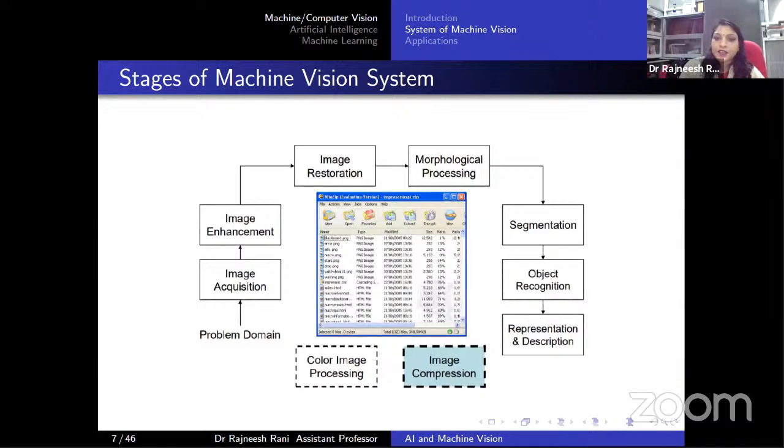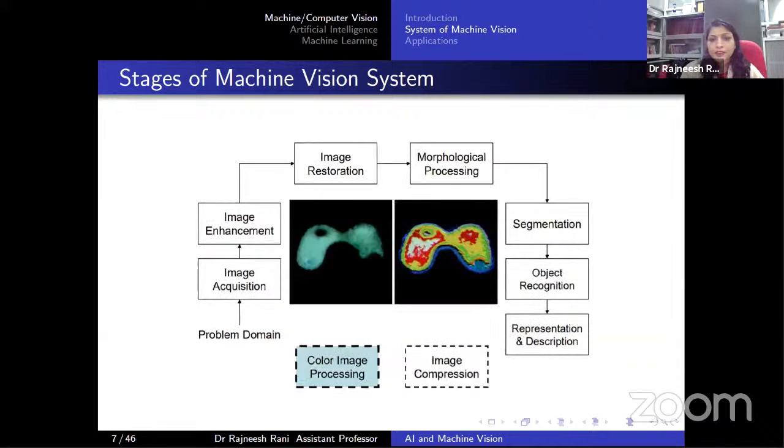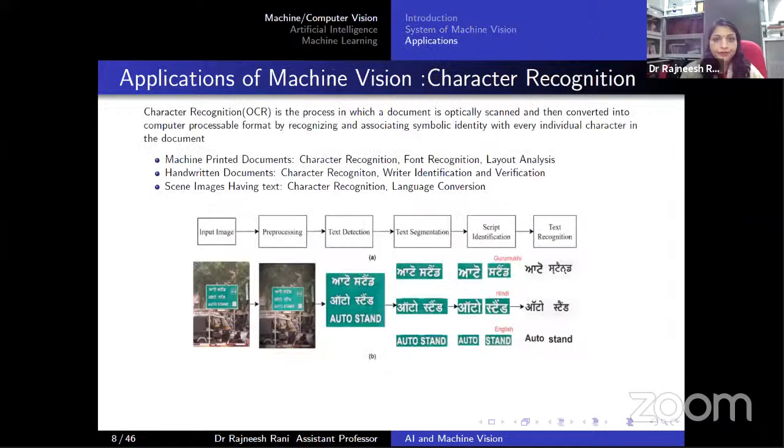Image compression is needed whenever we want to store images. If we store the image as such, that will take a lot of space, so we should apply some compression mechanism to store that image. Next is colored image processing, that is, rather than processing binary or grayscale images, we can process colored images.